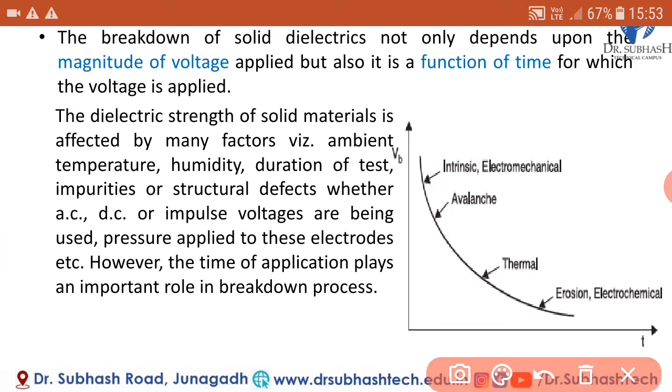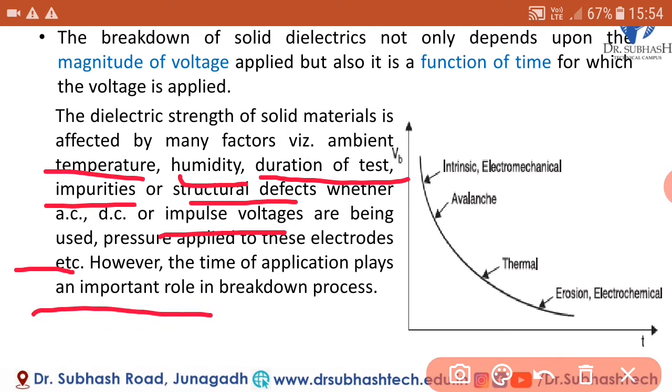The dielectric strength of solid material is affected by many factors: visualization, ambient temperature, humidity, duration of test, impurities or structural defects, whether AC or DC or impulse voltages are being used, pressure applied to the electrodes, etc. So these are the factors that may affect the dielectric strength of solid materials. However, the time of application plays an important role in the breakdown process.